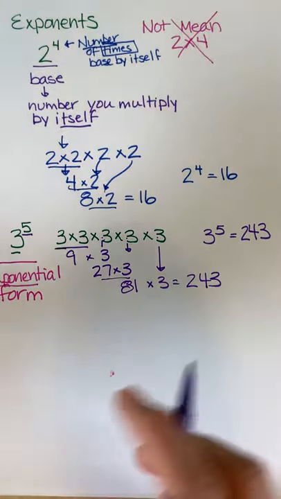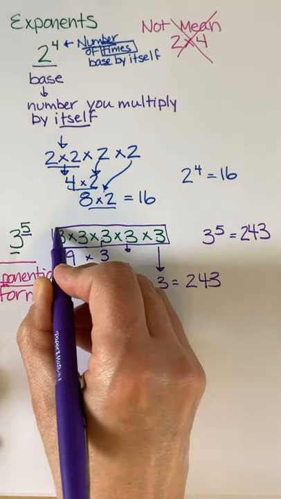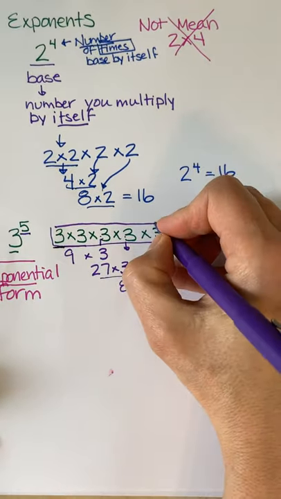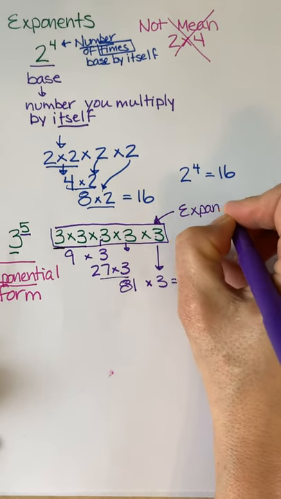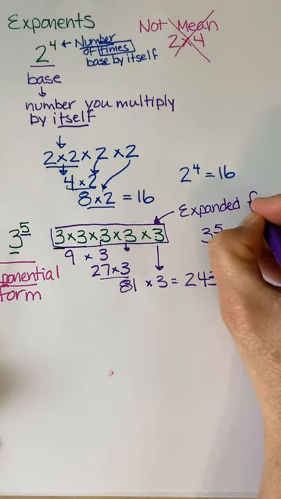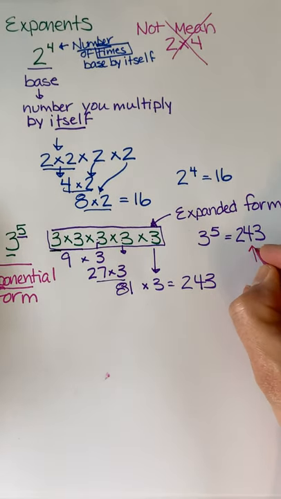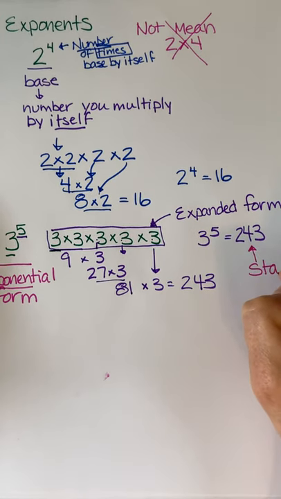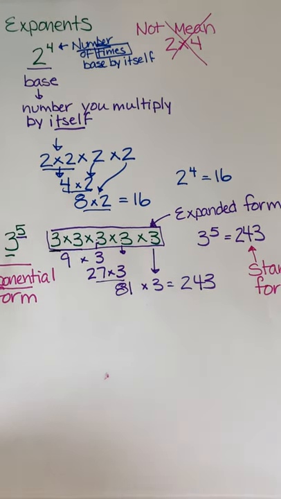This right here is expanded form. It means I took this number and expanded it out, okay? Okay, so that's what expanded form means. It literally means you multiplied it out. And then your last one is standard form. That means what is the answer? Okay? So that's how exponents work.